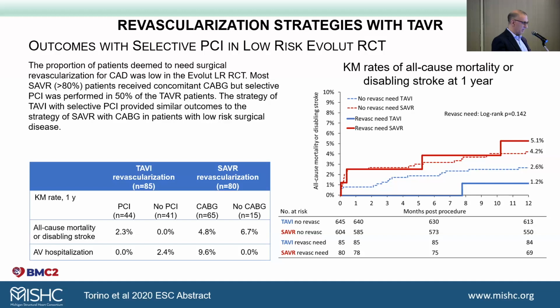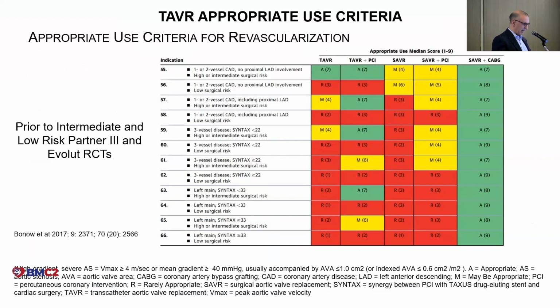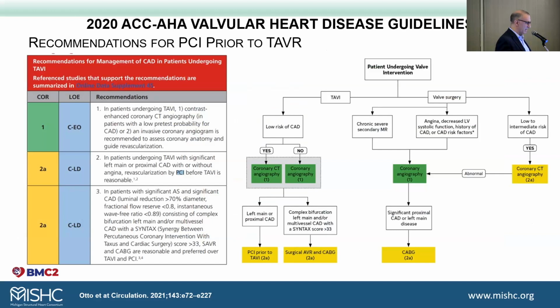Patients received concomitant CABG, but selective PCI was performed in 50% of TAVR. So it was not complete revascularization, we did it percutaneously. The strategy of TAVR with selective PCI provided similar outcomes to the strategy of SAVR with CABG with complete revascularization in low-risk patients. And then a busy slide, and this is the evolution from 2017 to the more recent 2020 guidelines, and then these 2021 guidelines, what to do in patients undergoing valve intervention with low risk of CAD.